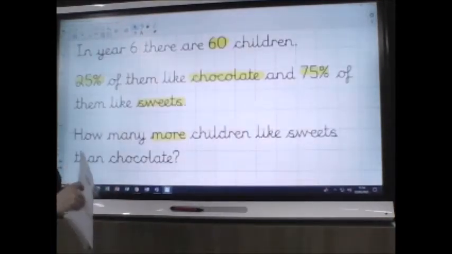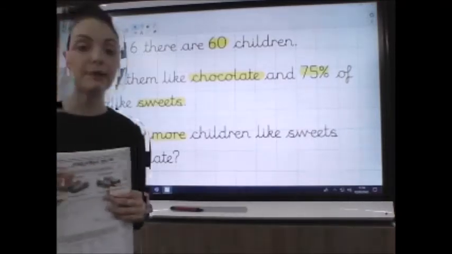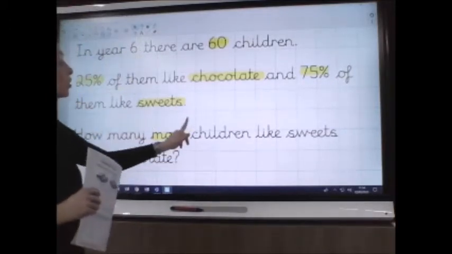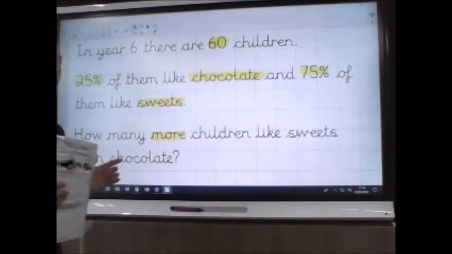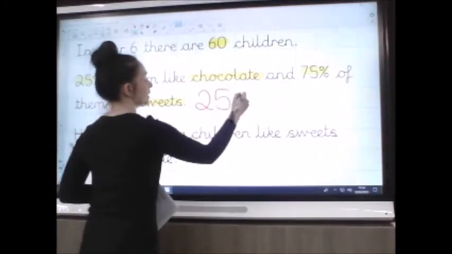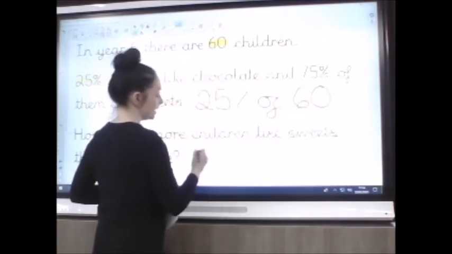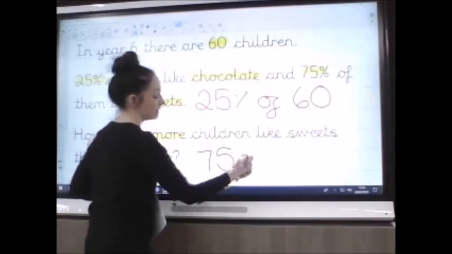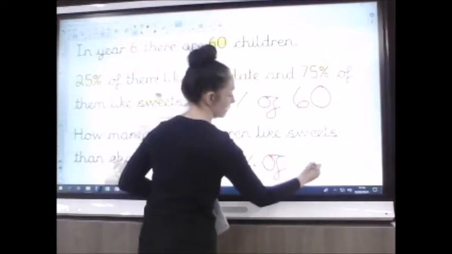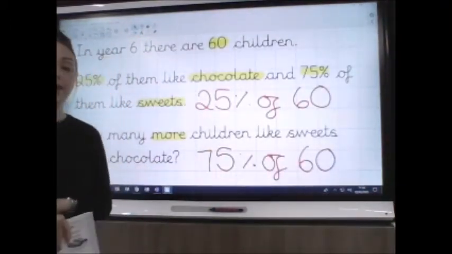So this first one, if you're choosing to do these ones, says in year 6 there are 60 children. 25% of them like chocolate and 75% of them like sweets. How many more children like sweets than chocolate? So for this one, you need to work out 25% of 60 and you need to work out 75% of 60. Okay, and then you need to work out the difference between your 2 answers and that will give you your answer.